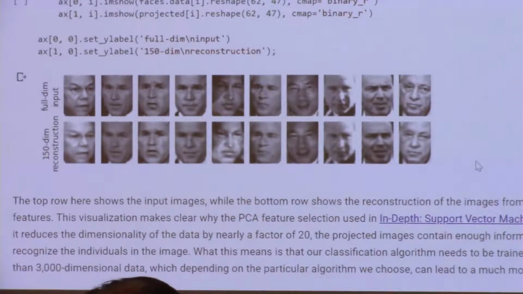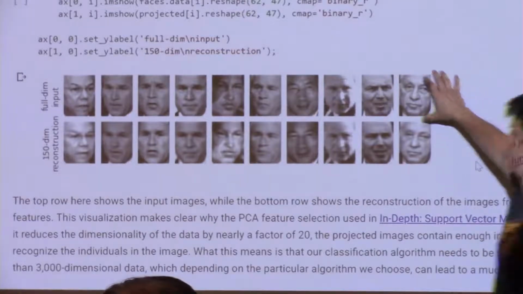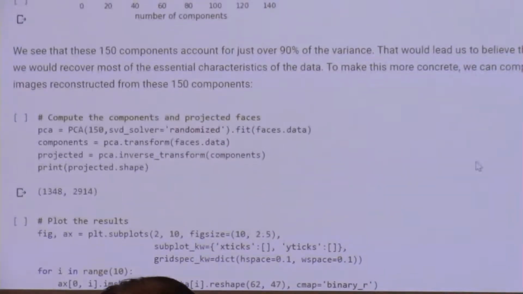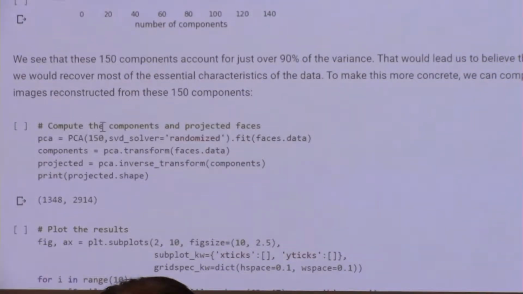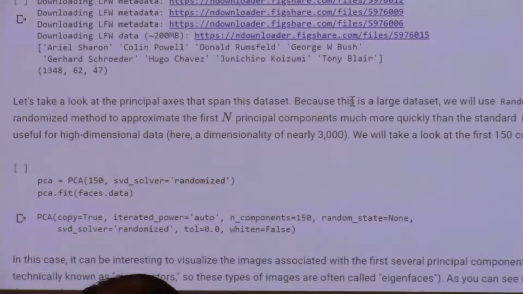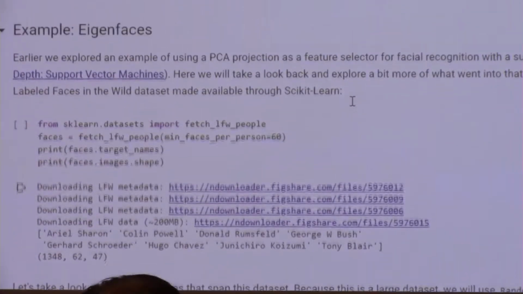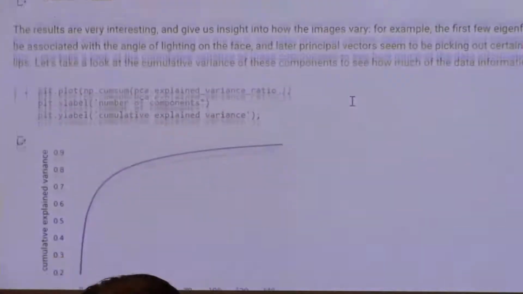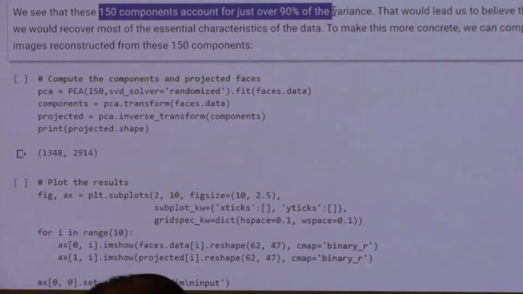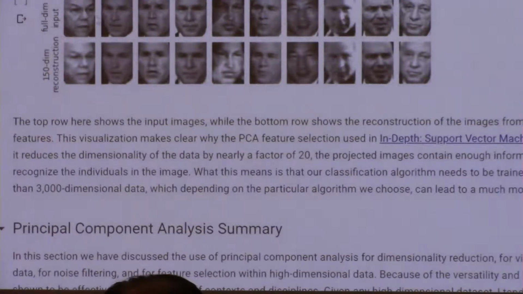Okay, so the full dimension. Here is the original picture, and here's the picture with PCA. The original picture had, let me see the dimension, just 47. I want to move on here, but basically, it grabbed 150 components that had 90% of the variance, 90% of the information. And that's the result. So you have the original picture, and here's the PCA version of the picture.